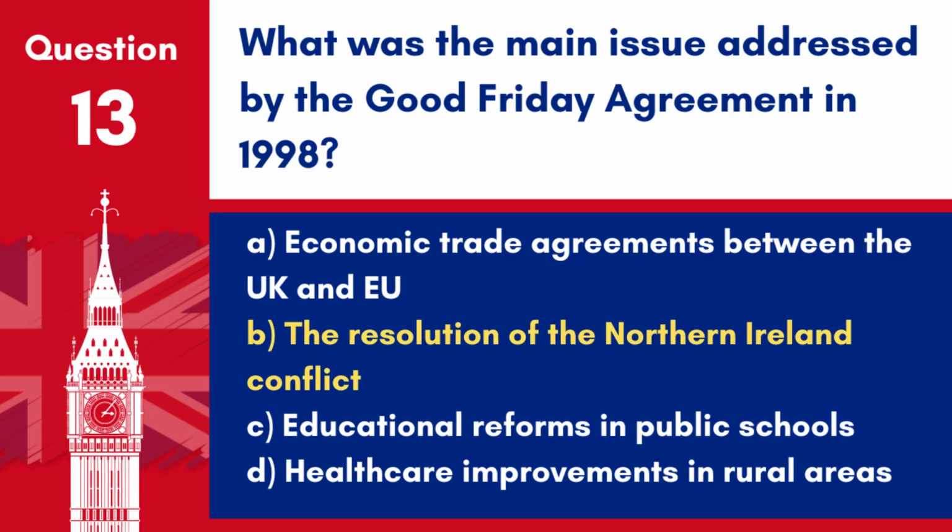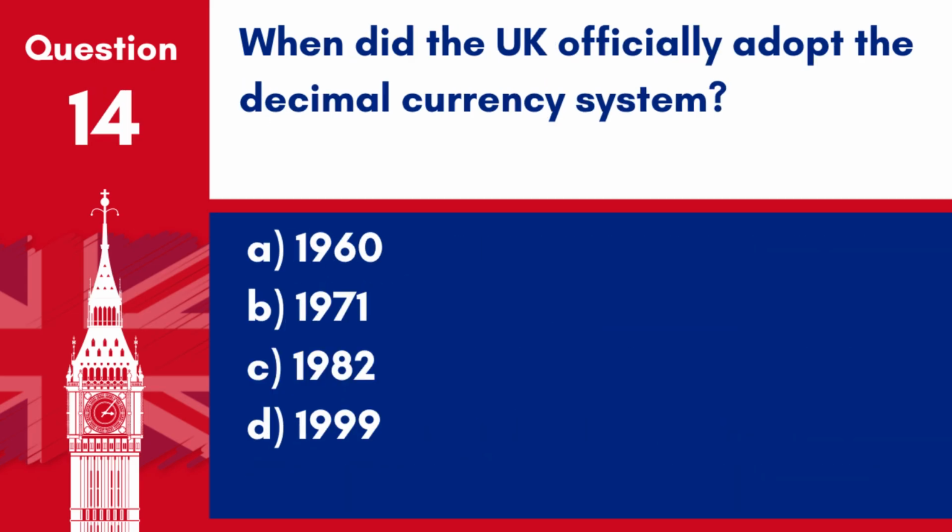Answer: B. The resolution of the Northern Ireland conflict. The Good Friday Agreement in 1998 was a major political development that addressed and largely resolved the long-standing sectarian conflict in Northern Ireland. Question 14. When did the UK officially adopt the decimal currency system? A. 1960. B. 1971. C. 1982. D. 1999.